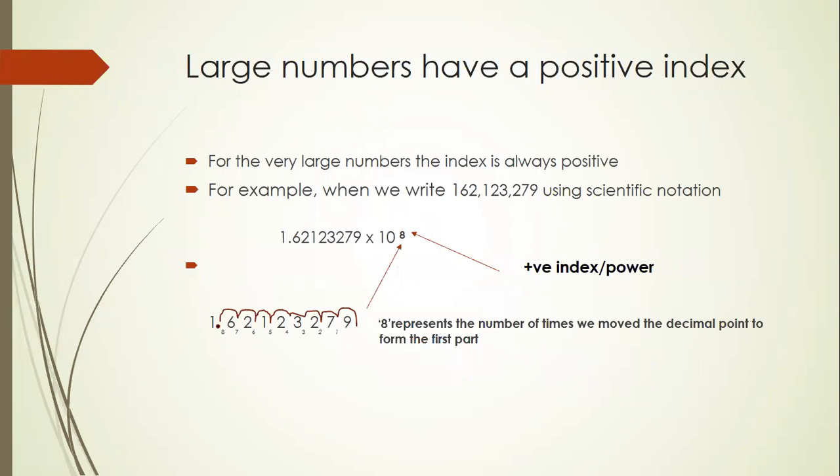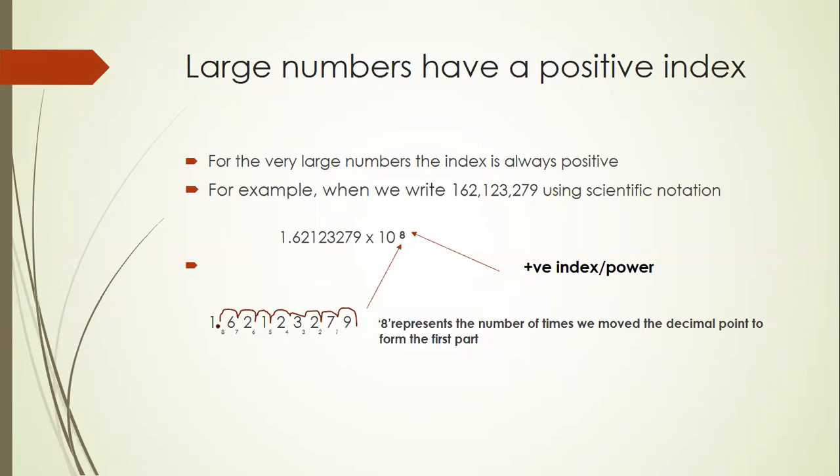Large numbers usually have a positive index. Very large numbers such as these, we would always notice that the index is positive. The number 8 is the number of times that we move that point from our large number of 162,123,279 all the way to get it in front of that 1 to get this 1.621 number, right?